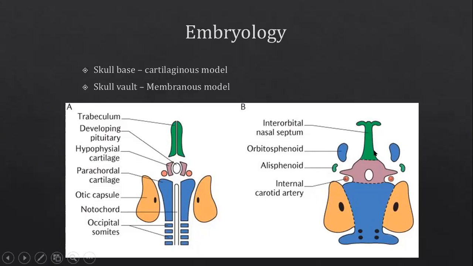Just a little bit more detail over here. I'm going to spend a little bit more time to discuss it, as it has clinical applications. So the sphenoid itself is formed by various components, and you will come to the actual anatomy.